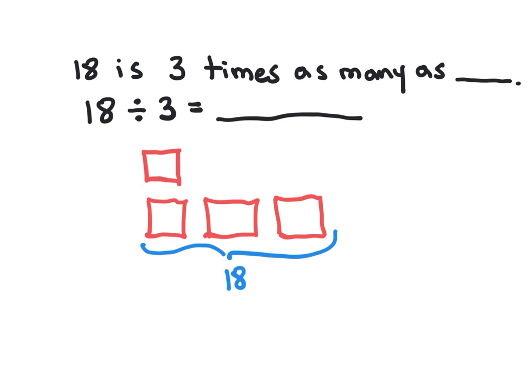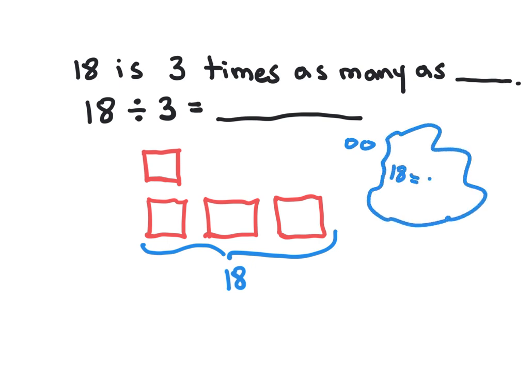So 18 divided by 3, well, let's think to ourselves, 18 is equal to 3 times what? Well, 3 times what gives us 18? It would be 6. So in each one of these boxes, we would put 6. So 3 times as many as 6 gives us 18.